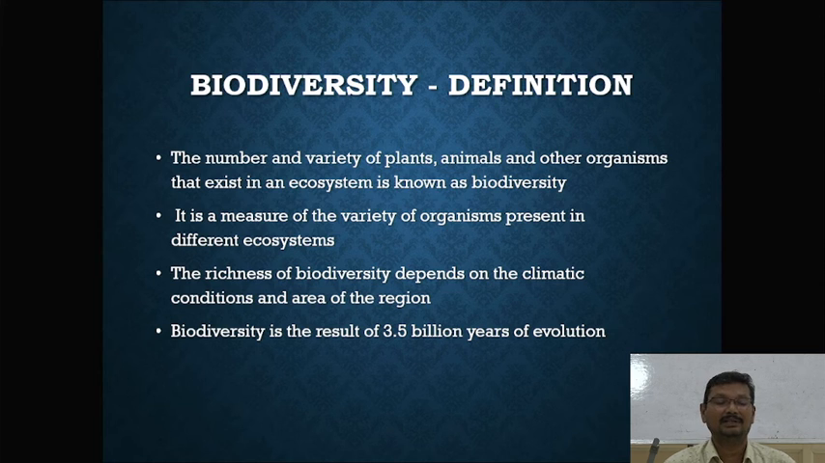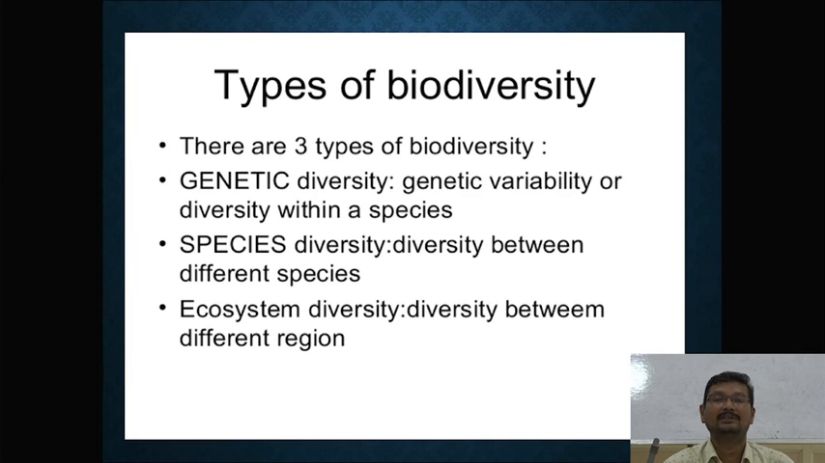Biodiversity definition. The number and variety of plants, animals and other organisms that exist in an ecosystem is known as biodiversity. It is a measure of the variety of organisms present in different ecosystems. The richness of biodiversity depends on the climate, conditions and area of the region. Biodiversity is the result of 3.5 billion years of evolution.